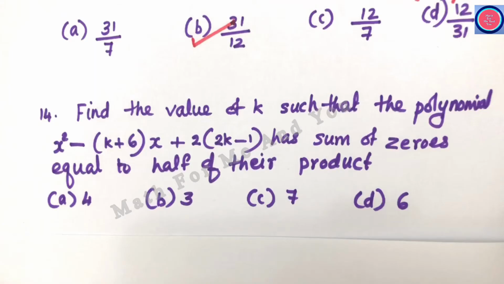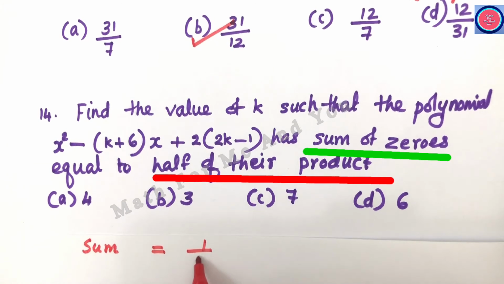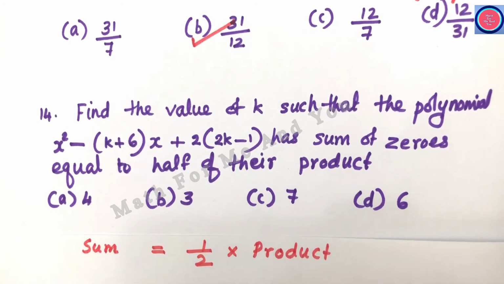Next is question number 14. Find the value of k such that the polynomial x square minus (k plus 6) x plus 2 times (2k minus 1) has sum of zeros equal to half of their product. Using the given condition, we can find the value of k. The given condition is sum of zeros. So we can write sum is equal to half of their product. Half means 1 by 2 times product.